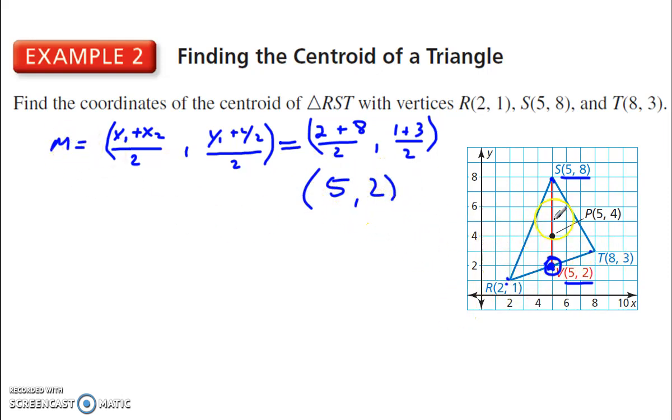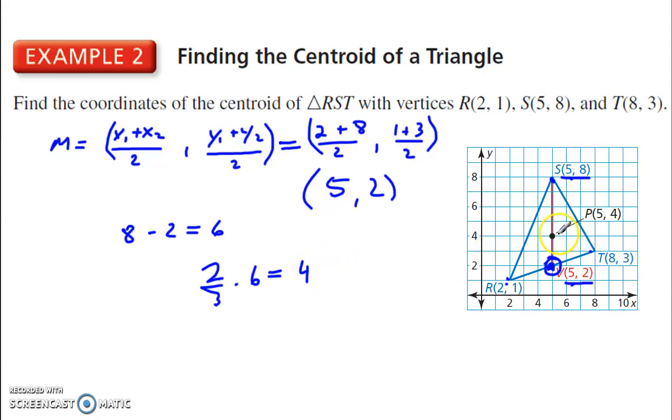Okay, now we want to find 2/3 the distance from (5, 8) to (5, 2). Now it's convenient when it's a vertical line like this because the distance between these two is just 8 minus 2 because there's no difference between the x values. So 8 minus 2 gives me a distance of 6, and so I'll take 2/3. 2/3 times 6, so 6 times 2 is 12, divided by 3 is 4. So the distance from these two is 4.